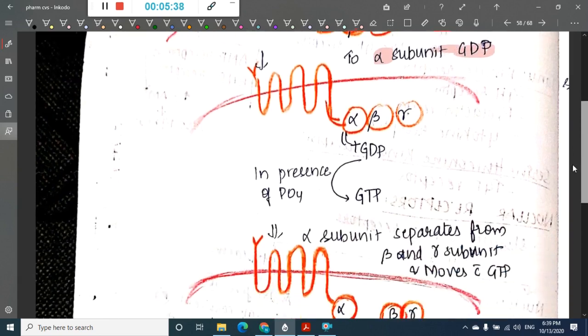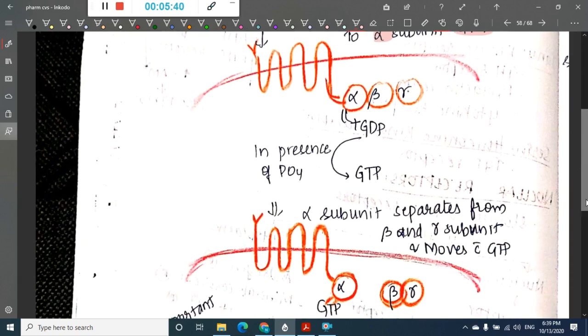So the alpha subunit is bound to GTP. Once the alpha subunit binds to the GTP, this GDP gets converted to GTP. Once GTP is formed, the beta and gamma subunits separate from the alpha subunit.